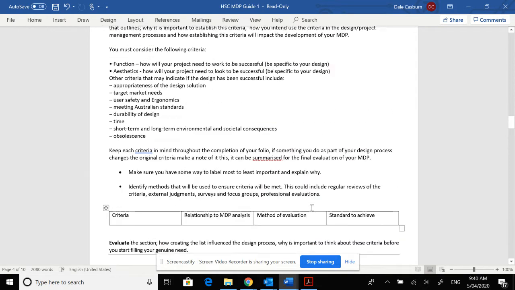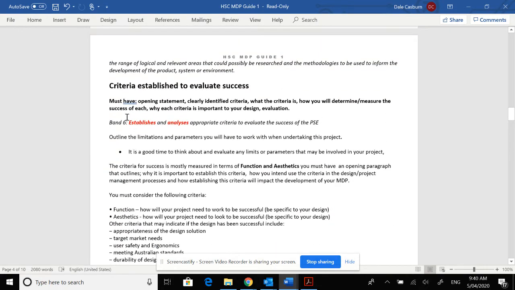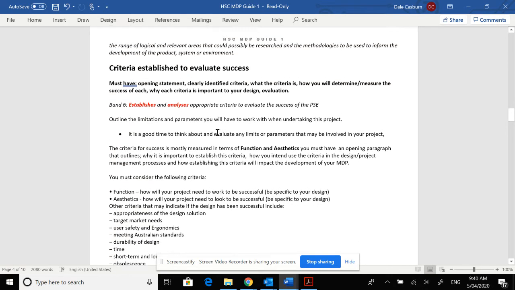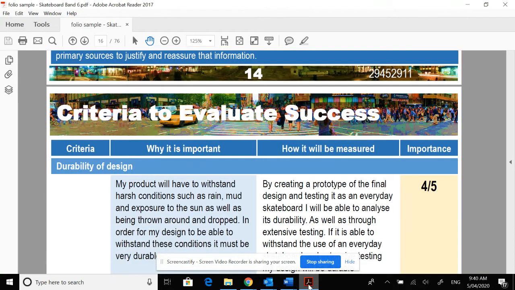So let's go back and look at our keywords. You've got to establish appropriate criteria, and you need to have some analysis on that. So what is it going to do to establish this criteria at the end of your project? What if you don't succeed? What if you do succeed? Why is each criteria important? So try to get some analysis in there. And in the introductory video, we talk a little bit about what analysis is defined as. Let's have a quick look at a sample.